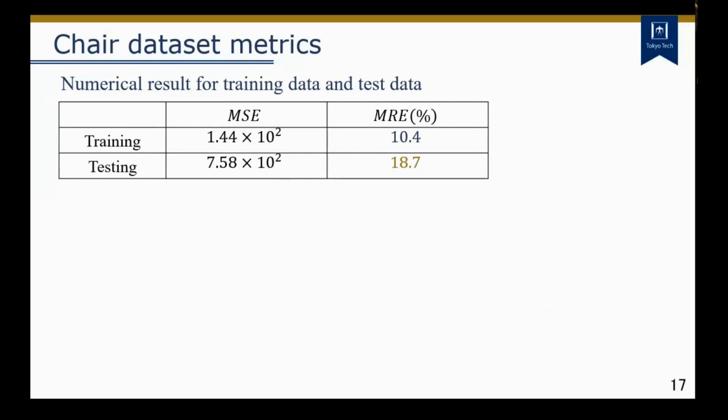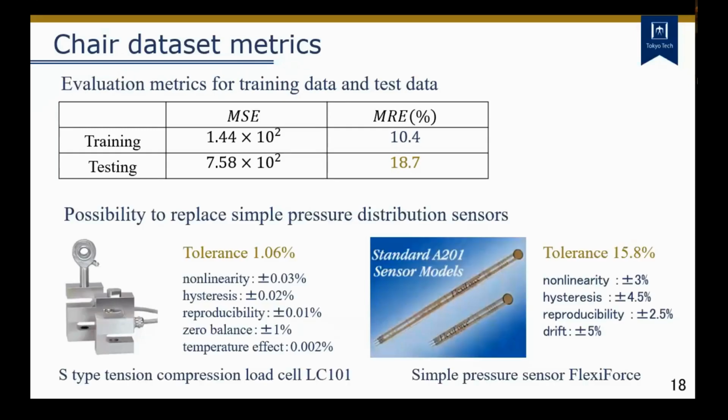Here's the numerical result. The MRE was 90% on testing data. And the error of 90% is a bit high compared to super precise measurement devices like this type of load cell. However, it is within an acceptable margin for a pressure sensor like this.